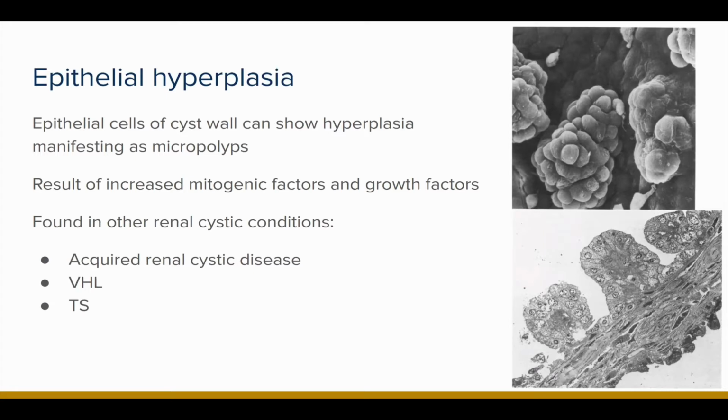micrograph on the right. This epithelial hyperplasia is thought to be a result, really, of increased mitogenic factors such as abnormal electrolytes and hormonal stimuli, as well as additional growth factors. And the reason that this is relevant is that it's also found in other renal cystic conditions that do have a known elevated risk for malignancy, including acquired renal cystic disease, VHL, and tuberous sclerosis.